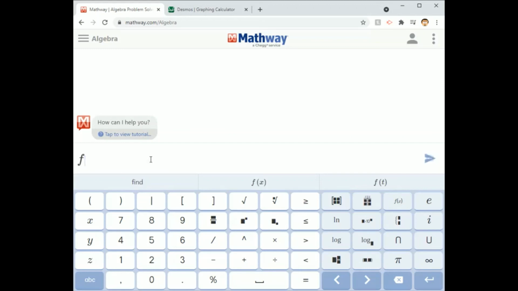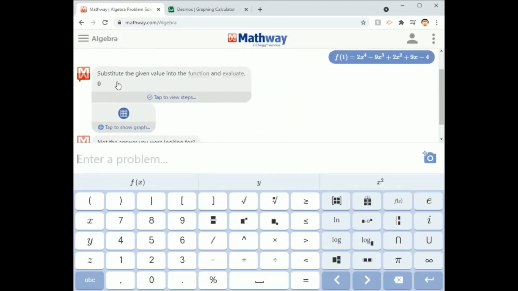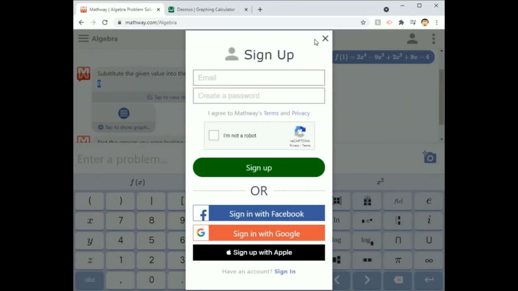I'm going to say that a function is equal to, and the one that we want is 2x to the power of 4 minus 9x cubed plus 2x squared plus 9x minus 4. Okay, so now what I'm going to actually do is just plug in for the x right there, the first x, the f at x, what I want it to evaluate at. So I said I wanted to evaluate it at 1, and yep, the answer is 0. So that one worked. Stop trying to get me to pay.